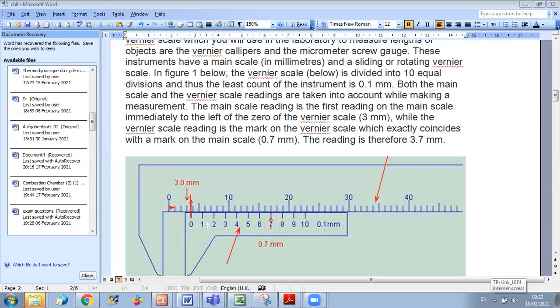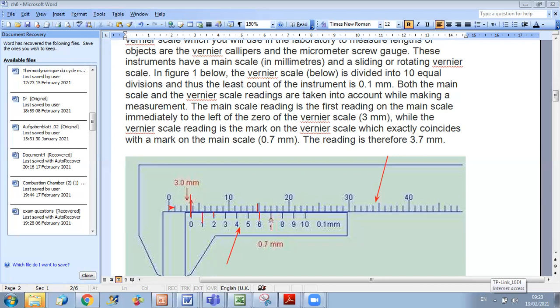So to know what is the second number, I should look at the perfect match between any of my divisions and the main scale. What do we mean by perfect match? They should be aligned. So here, for example, this line is in between these two. This line also is not in match with any of these two lines. This is not, this is not, this is not. Here it is close, but not yet. We have a small difference in between. So we are now getting close.